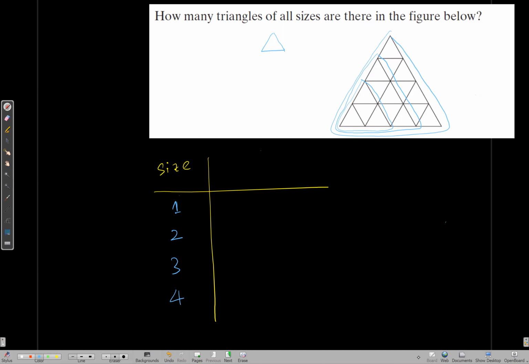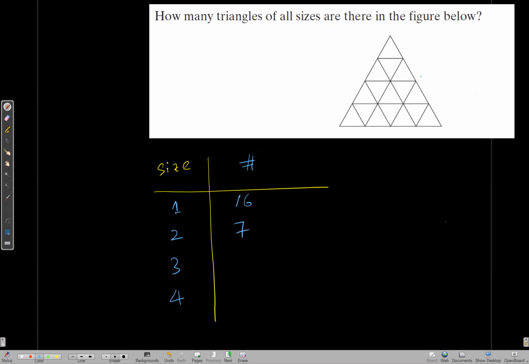Now size 1 triangles. How many triangles are there? The first one is easy to count. Actually, you have 1, 2, 3, 4, 5, 6, 7, 8, 9, 10, 11, 12, 13, 14, 15, 16. And size 2 triangles, well, I can see 1, 2, 3, 4, 5, 6, 7.